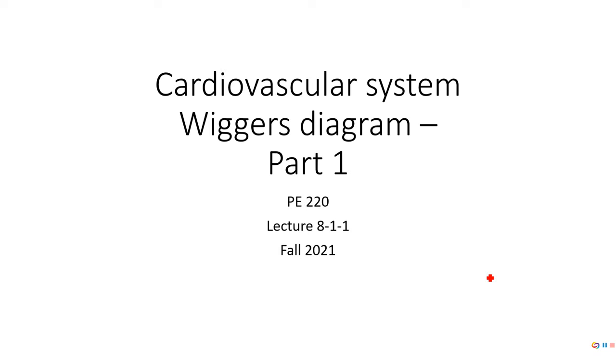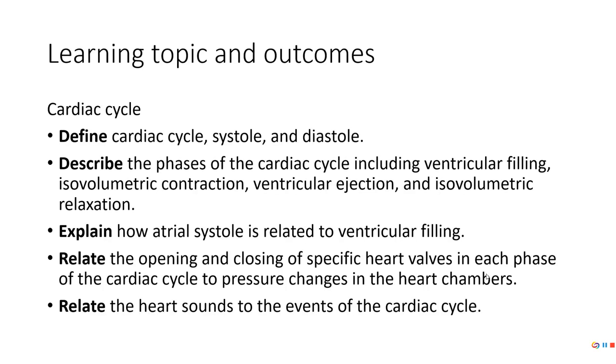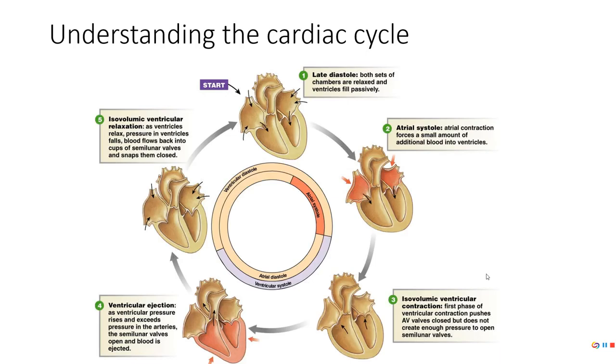So we're going to start out week 8 by talking about something called the Wiggers diagram. Now the Wiggers diagram has been known to intimidate students, and I understand why, but we're going to try and break that down so it's a little more easily understood. And so in talking about the Wiggers diagram, we're going to cover these 5 topics and outcomes. And just to let you know, we're actually going to break down the Wiggers diagram over 2 of these lectures. So to start off, we need to know what's a cardiac cycle.